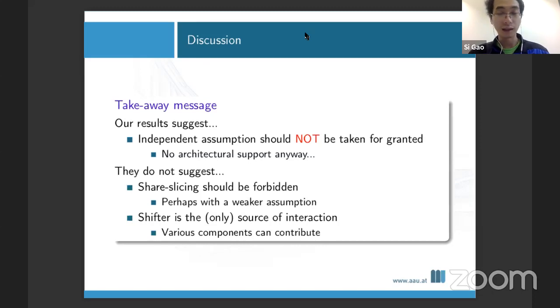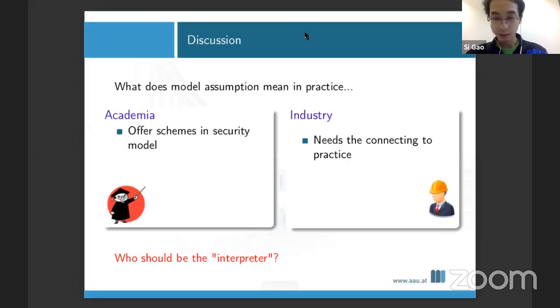The other thing I would like to mention is we did not claim the shifter is the only source or the correct source of the interaction we observe here. As I already said, there are various components, like the adder, that might be able to contribute here. So perhaps the most important question here is, what does our model assumption mean in practice?